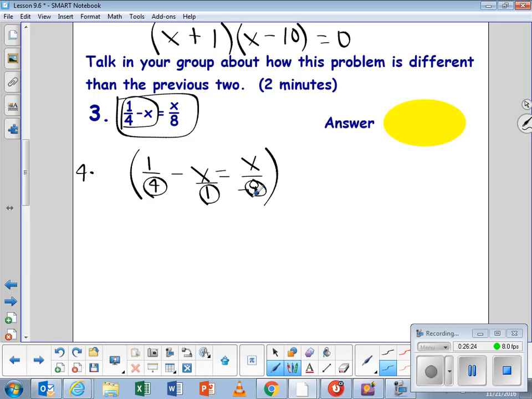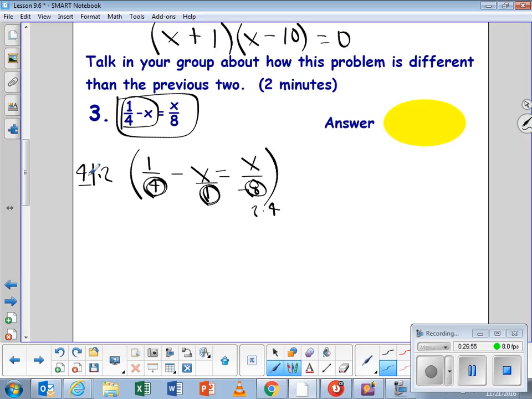An 8. Do I have an 8 already? No, but how do I get 8? 2 times 4. Do I have the 4 already? Yeah, so what else do I need? A 2. I need to have every factor that's in the denominators out front. So as I go through, I needed a 4. Then I needed a 1. Well, I already had that. That was 4 times 1.